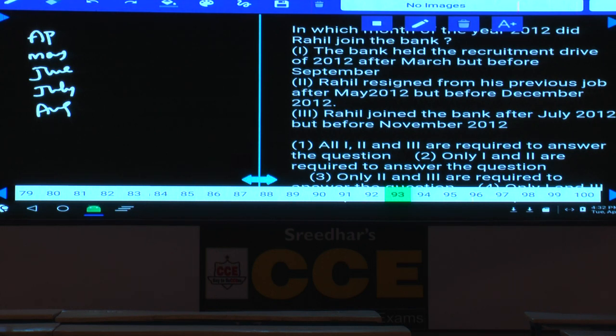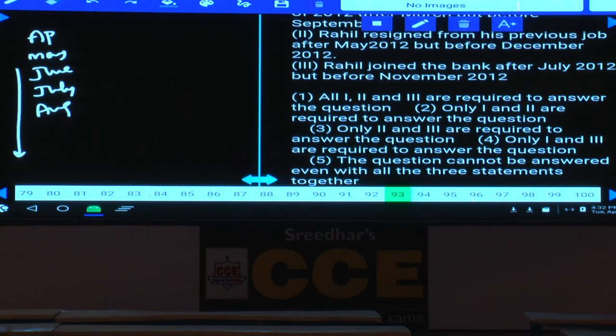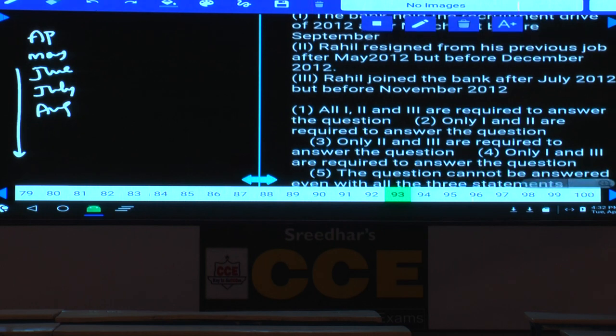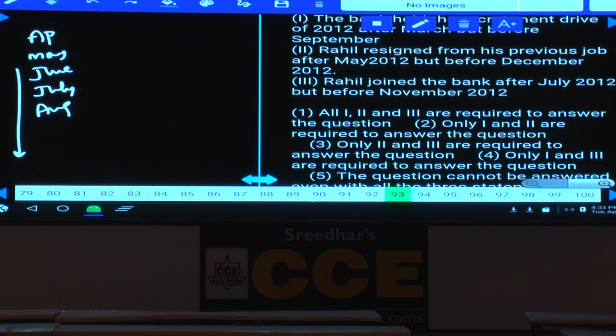And this is about condition number one. Second one, Rahil resigned from his previous job after May but before December. After May but before December, so it could be June, July, August and up to November, isn't it? Hence, 1 and 2 is not sufficient because it could be June, July or August. Then, choice 3, only 2 and 3. Now, if you combine these 2 and 3, Rahil resigned from his previous job between May and December.